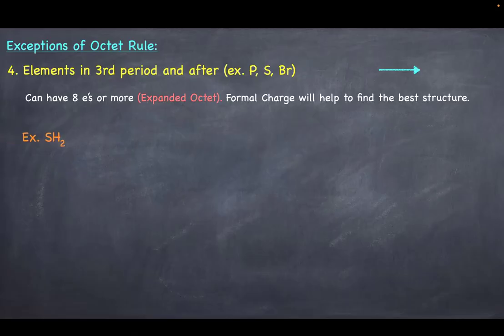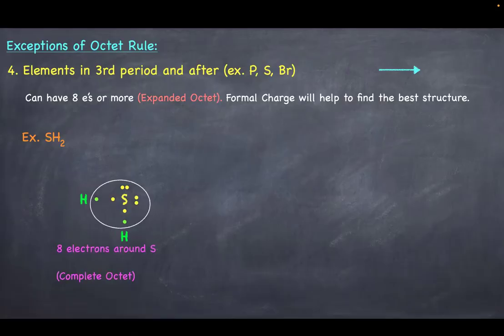So for example, in the case of SH₂, S is in group 6, so it has 6 valence electrons. Each H has 1 valence electron, so they bond together. After bonding, if you count the electrons on sulfur, it's exactly 8. So it's happy and good. So we say sulfur has a complete octet in this case.